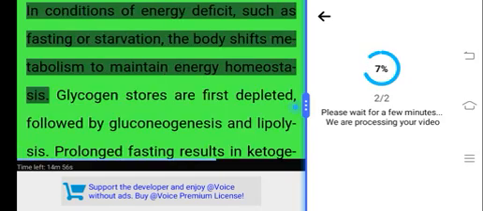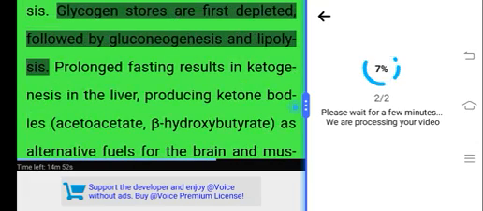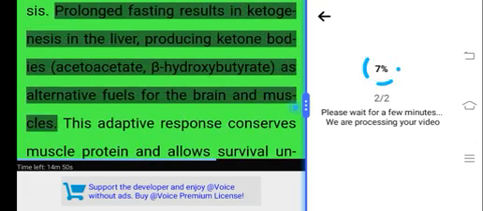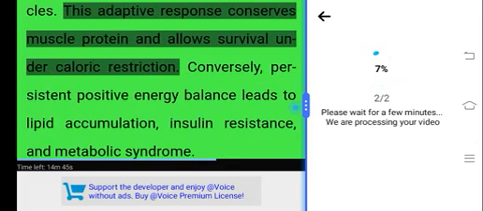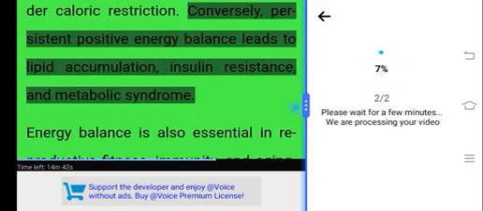energy balance. In conditions of energy deficit, such as fasting or starvation, the body shifts metabolism to maintain energy homeostasis. Glycogen stores are first depleted, followed by gluconeogenesis and lipolysis. Prolonged fasting results in ketogenesis in the liver, producing ketone bodies (acetoacetate, beta-hydroxybutyrate) as alternative fuels for the brain and muscles. This adaptive response conserves muscle protein and allows survival under caloric restriction. Conversely, persistent positive energy balance leads to lipid accumulation, insulin resistance, and metabolic syndrome.